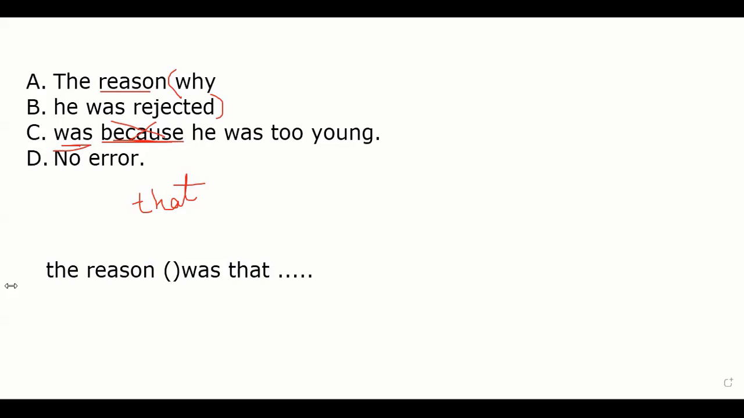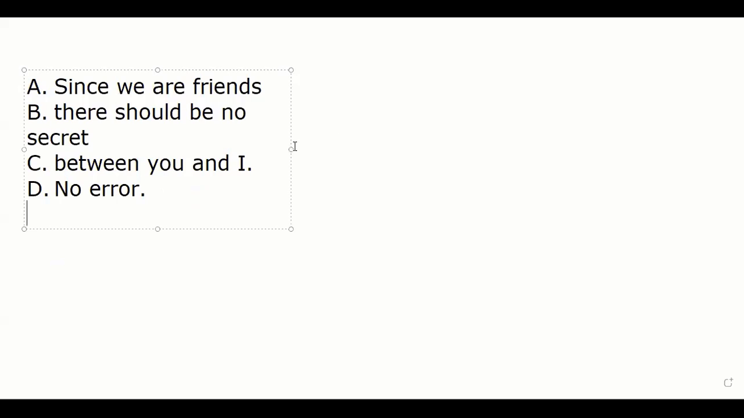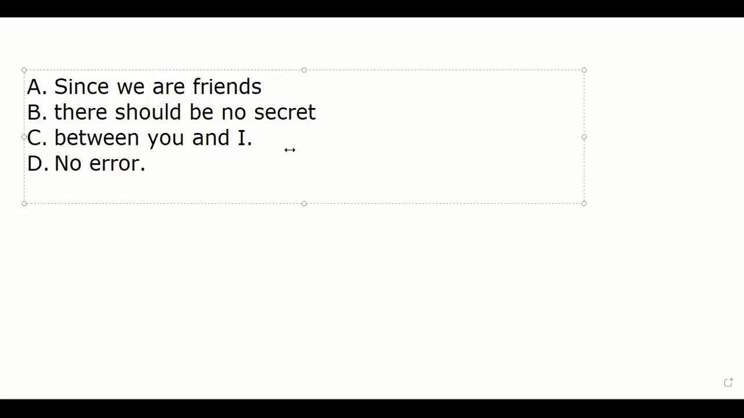Very interesting. I think you should jump onto this one. Some of you asked me when I was teaching subject verb agreement about this kind of sentence, so I'll explain this today. Since we are friends, there should be no secret between you and I. Tell me if there is an error. If yes, which part? If no, then B. Shania says A. Abhinav says C. Keep writing. Everybody keep thinking.